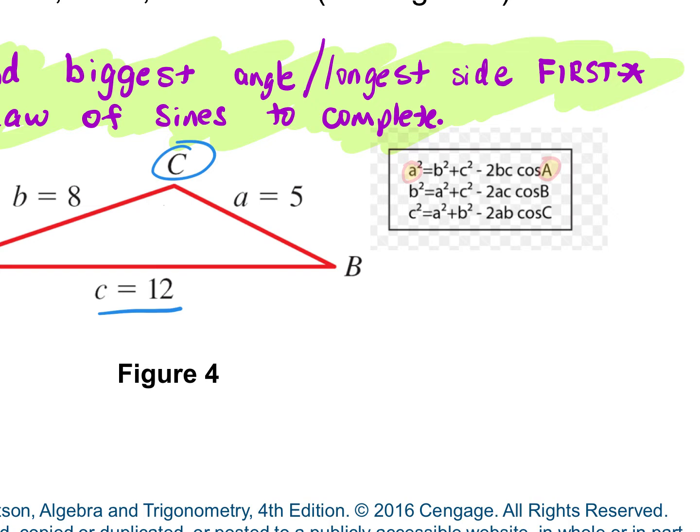The bottom one, okay? So I'm going to set it up and I'm going to say 12 squared equals 5 squared plus 8 squared. Again, would it matter if I switched 5 and 8? No. So minus 2 times 5 times 8 times the cosine of, I don't know what. Correct? I should put C.